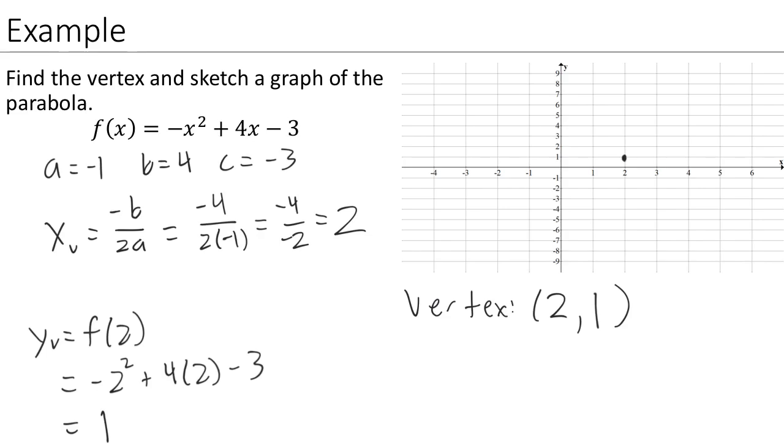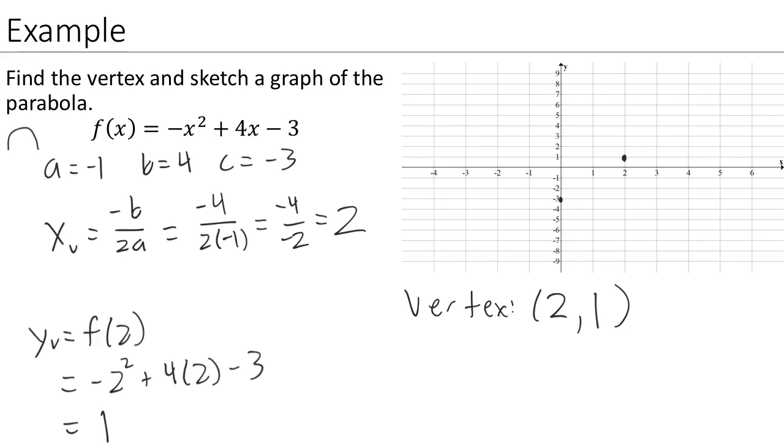Now we are also asked to draw a sketch of the parabola, and for that we're going to have to bring in a little bit more information. For one thing, if we look up here, we see that the value of a is -1. Since it's less than 0, that means that our parabola will have to be a downward-facing parabola. In addition, we can look at the value of c here, -3, and that tells us what the y-intercept is. It's going to have to be at -3. So we can go ahead and plot that point as well.